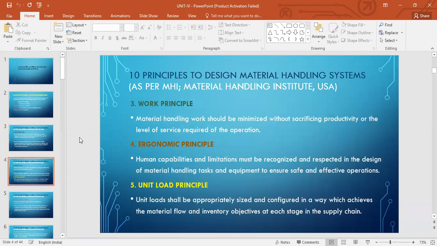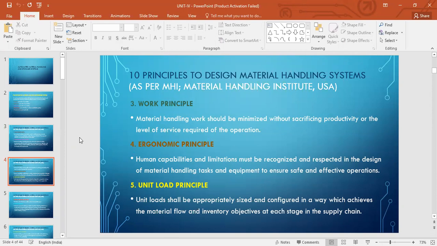Work principle. Material handling work should be minimized without sacrificing productivity or the level of service required of the operation. That is basically your number of work steps should be minimized. If you can minimize the moves, you have to see each and every individual move. How is it moving? If it is moving from left, right, and then incline like that, can I combine two or three operations to be one or two operations?